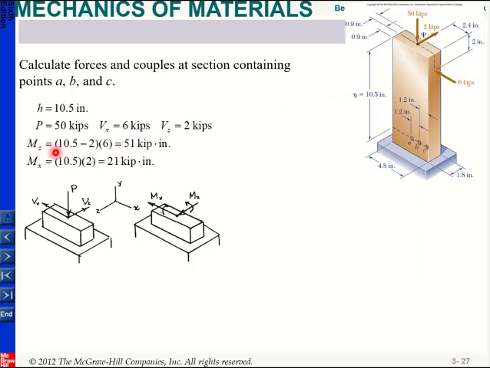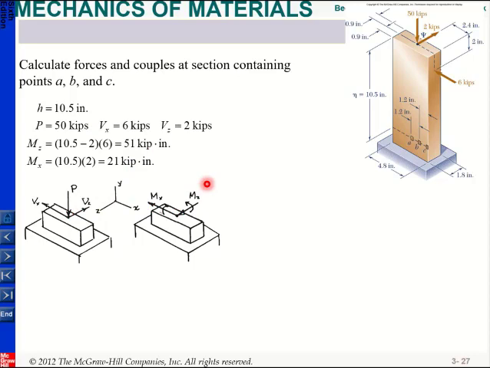And don't forget that when you take the moment, you can take a moment about any point along the direction of the force. So I don't need to always find the moment arm here, but as long as I know where it passes through, I can take any point along its direction, okay. So these are the positive values because I showed the directions there.